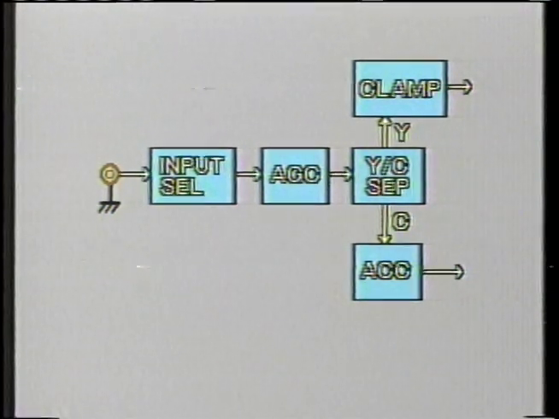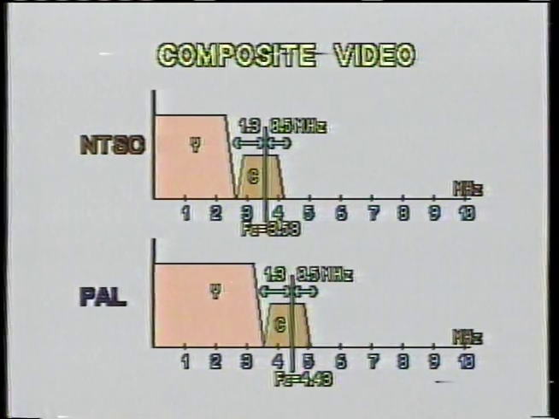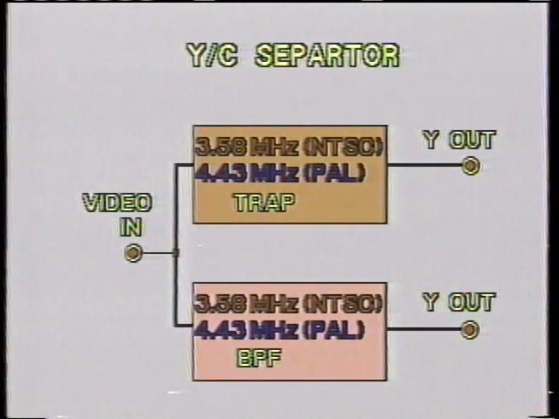The YC separator. The video signal is divided into the Y signal and the chroma signal by the YC separator. For PAL and SECAM, this circuit consists of a 4.43 MHz trap and bandpass filter.